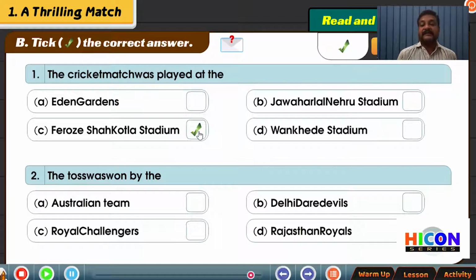Okay. The second sentence. The toss was won by the dash. A. Australian team. Was Australia playing that match? No. B. Delhi Daredevils team. They didn't win it. Royal Challengers, C, is the right answer. And the match was between Royal Challengers and Delhi Daredevils, so Rajasthan Royals will not come into this part. Right? So the cricket match was played at the Firozshah Kotla Stadium. The toss was won by the Royal Challengers. Okay?